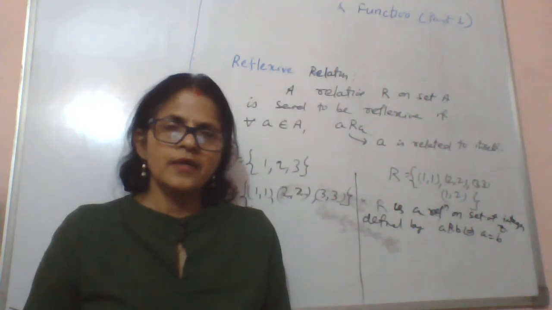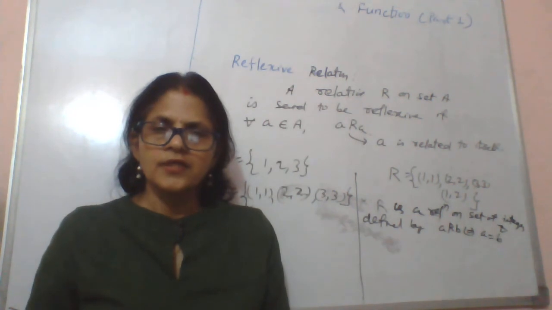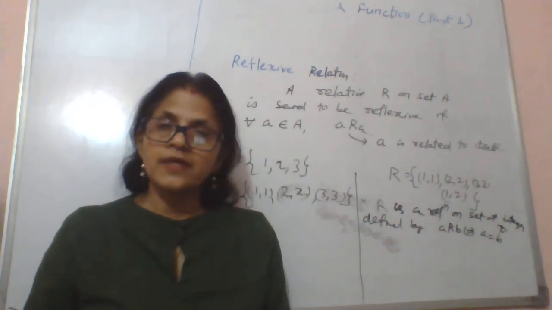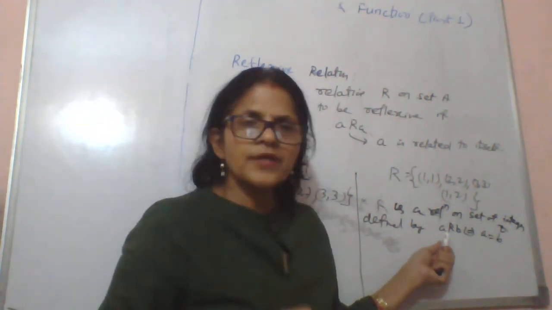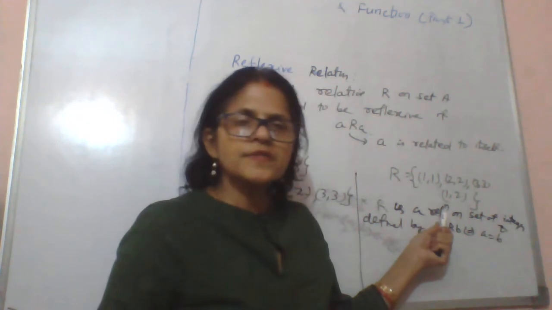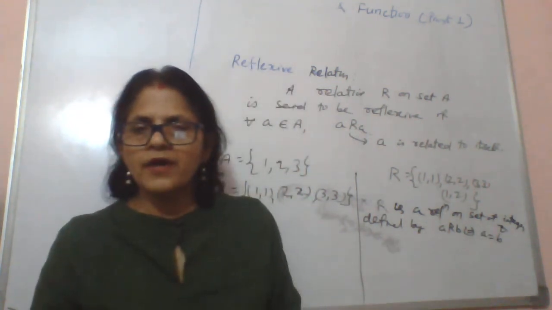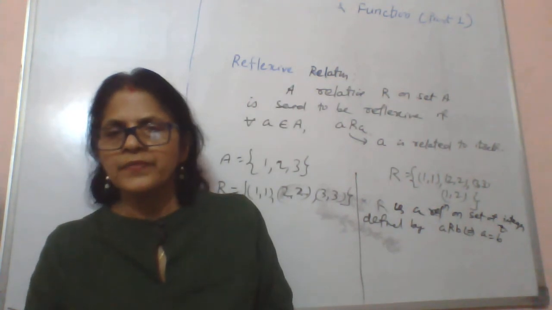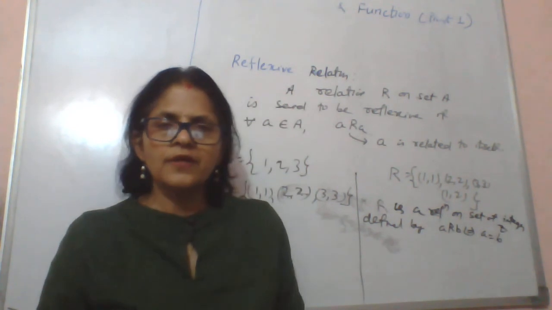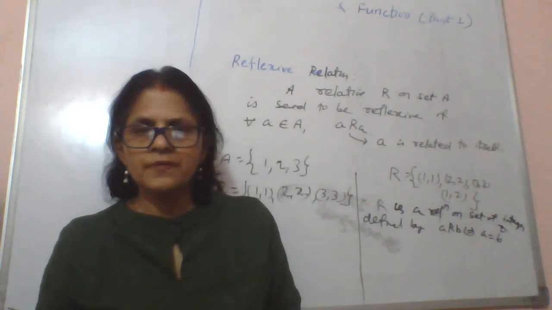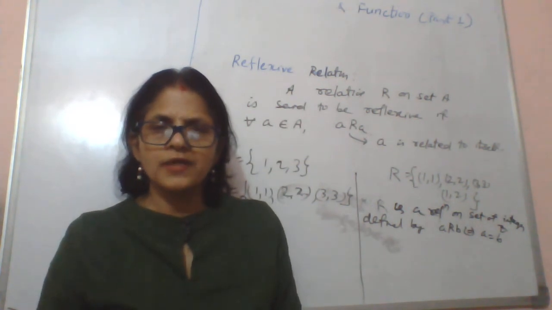Right? Similarly, if I write here "divisible by", every number is divisible by itself. So that can be reflexive. On the other hand, a counter example is, on the set of integers, if I define the relation as A greater than B, we cannot say every number is greater than itself, or every number is smaller than itself. So greater than, smaller than, cannot be a reflexive relation.